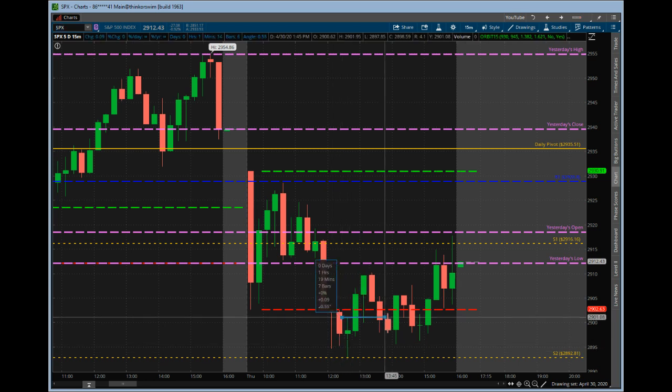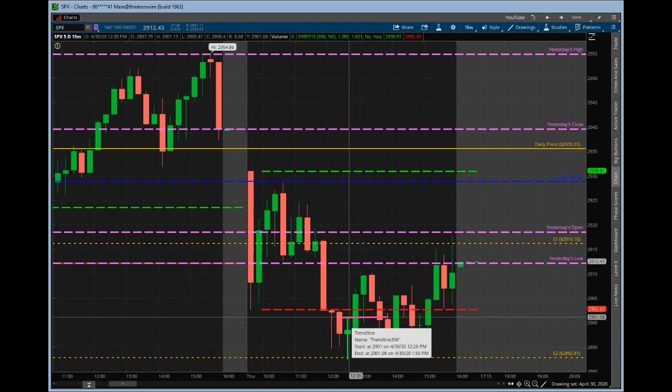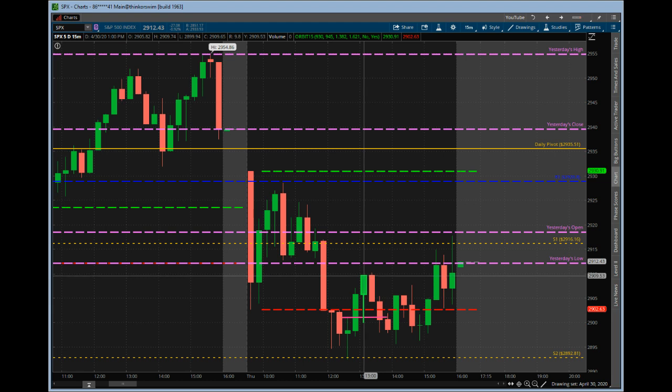Close above it, and you can take an entry here and work your way up from 29.01 all the way up to 29.09 on that one. So a pretty cool one to look for on futures trades as well.